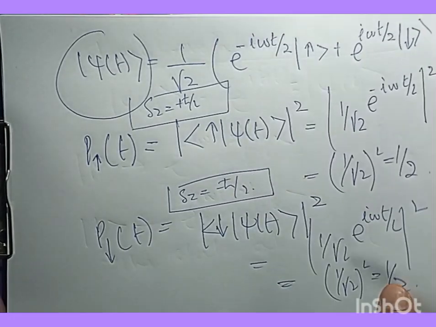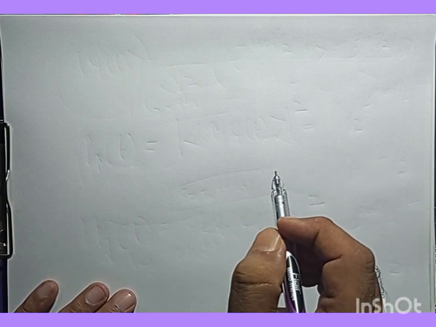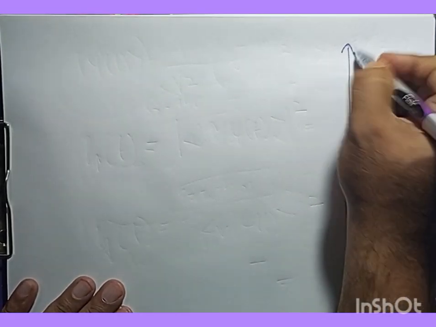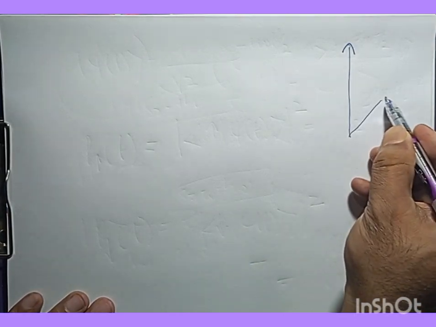So we can conclude by saying that the electron's spin precesses around the z-axis at the Larmor frequency. If we measure along z, then the probabilities are 1 by 2. But if we measure away from z, then these probabilities would oscillate, and they will oscillate because of what we call the Larmor frequency.